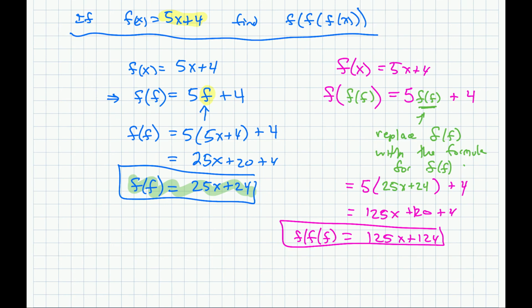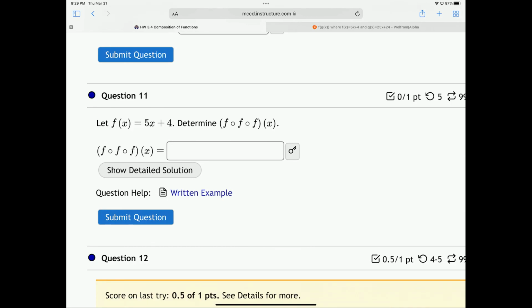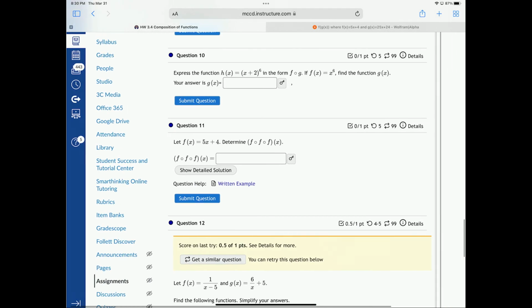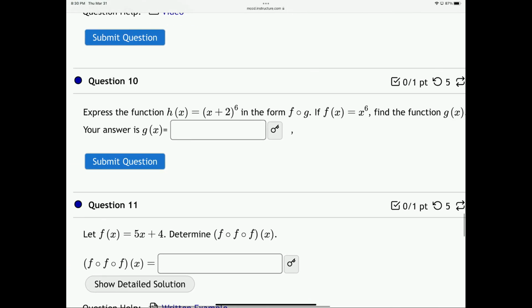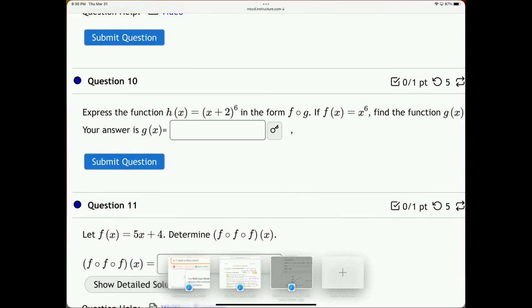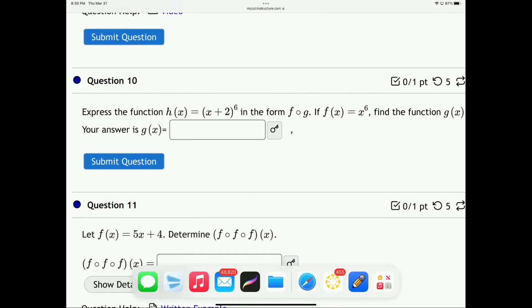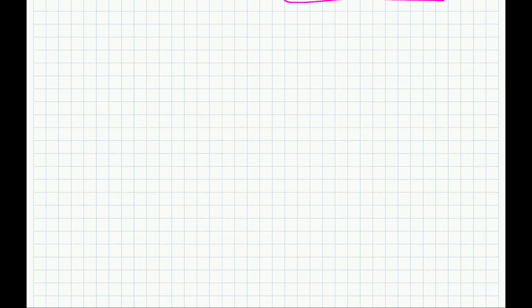All right. Well, that's not what I wanted. I wanted one more problem on here. Let's do this one. Express the function in a form f of g: x plus 2 to the 6th. I'll show you on notes. There we go. So this will be our last example.